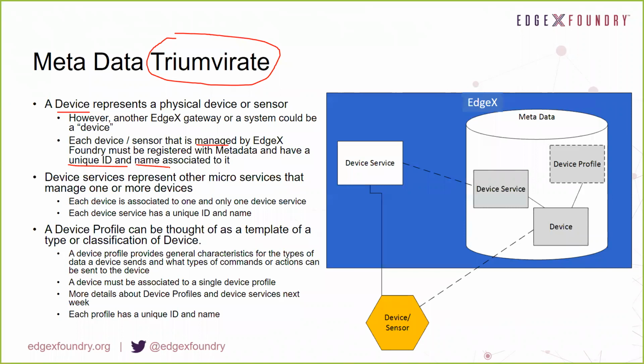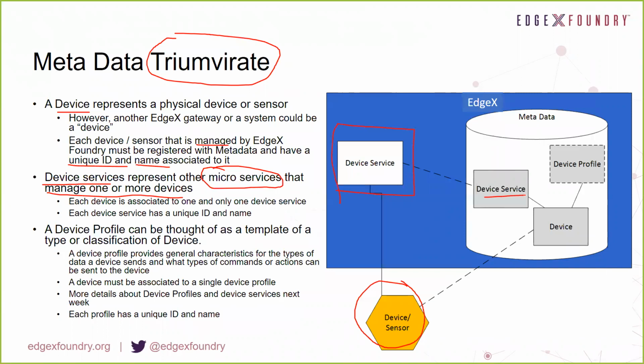So that's what a device represents. It represents a physical device or sensor, or again, something that looks like a device or sensor as far as EdgeX is concerned. Device service is the next thing we want to talk about. Device services in metadata represent an actual microservice out there, a device service microservice that manages one or more devices. So when we have some sort of device or sensor out there in EdgeX, we actually have a device service microservice that manages those devices or sensors. Inside of metadata, a device service physical microservice is represented by a device service object.